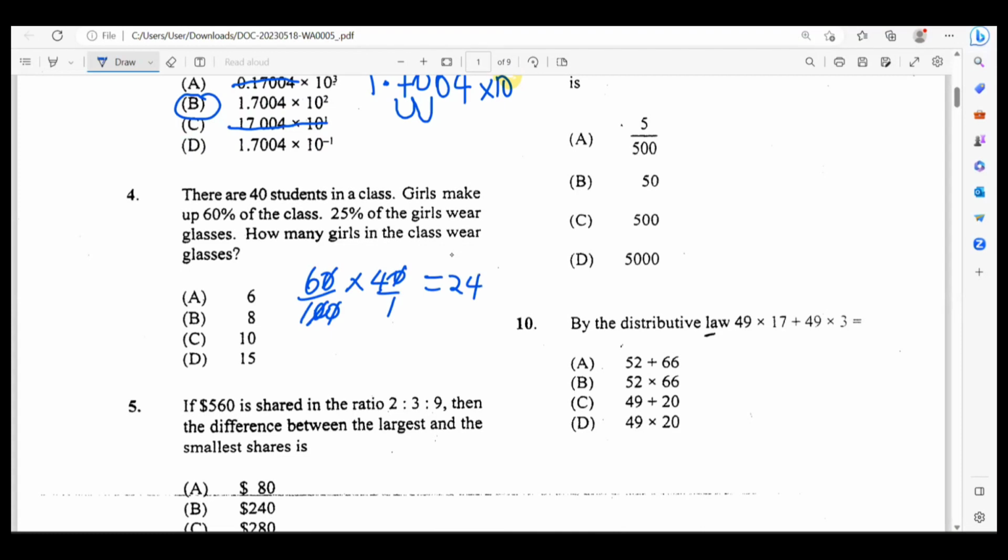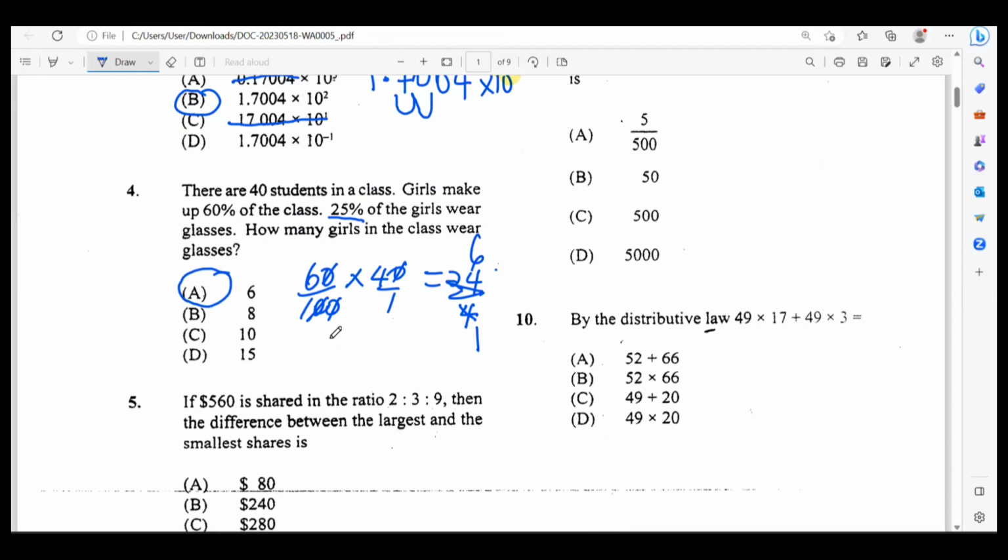Additional information suggests that 25% wear glasses. So 25% can be written as a quarter. 25% means that you divide something by 4. So we're able to do that, so we'll get a 6. So the question did ask how many wear glasses. It's going to be 6. Straightforward, very simple. What we have to do is just relax and go through, right? Continue, number 5, and then we go up to 6.